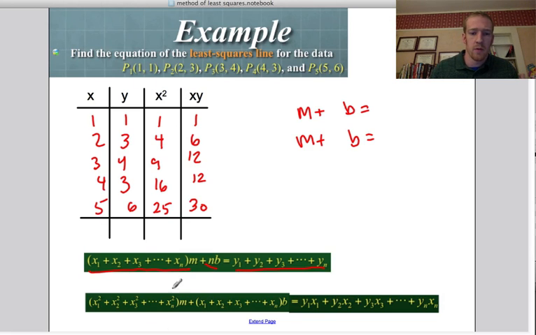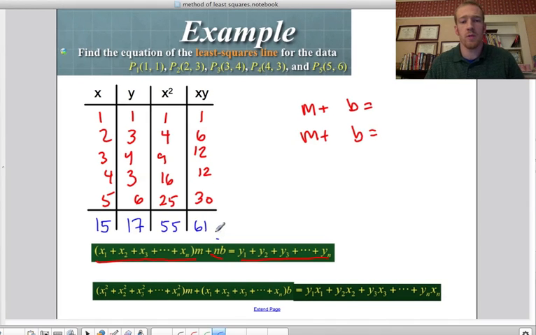So what do we get? We get 15 for the sum of x's, 17 for the sum of y's, 55 for the sum of x squared, and 61 for the sum of the xy products. So now that we have all our totals, we just put them in the right spots.